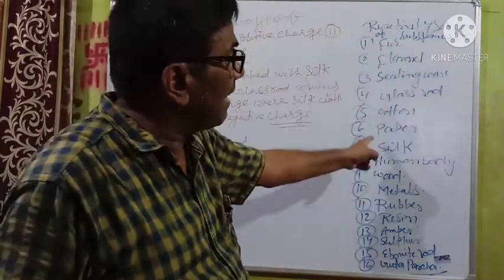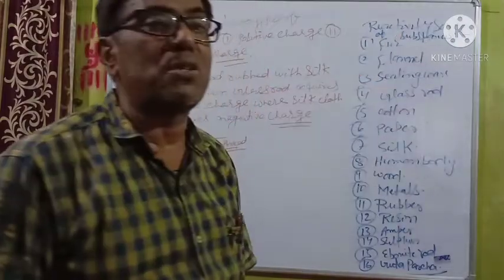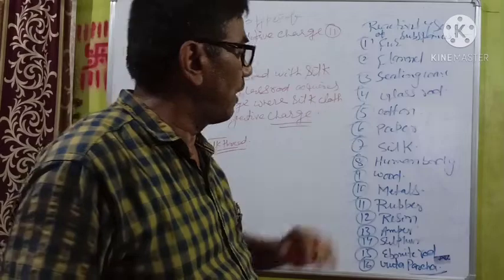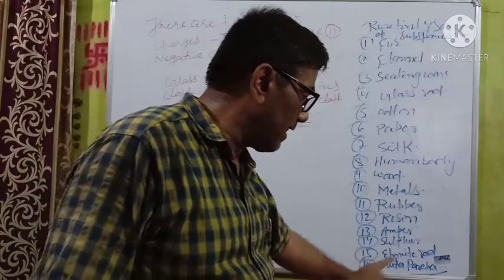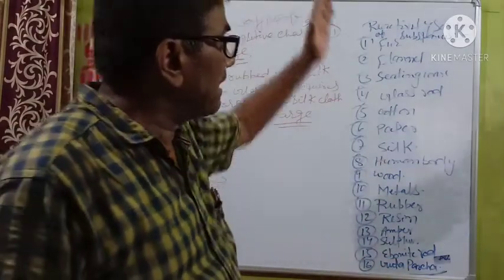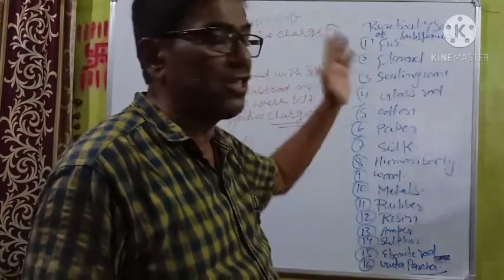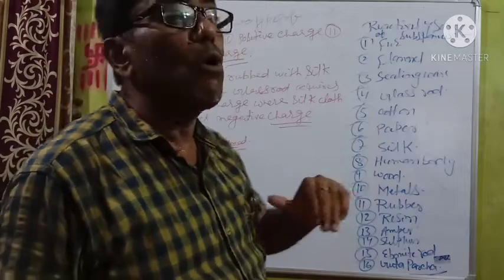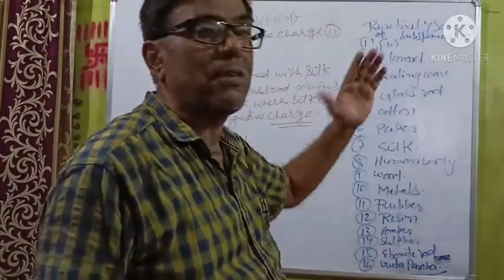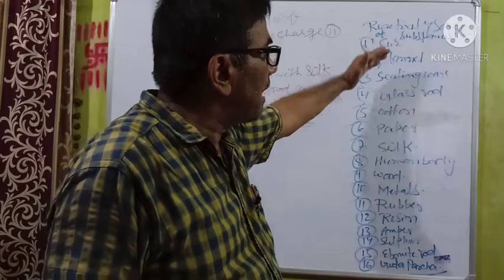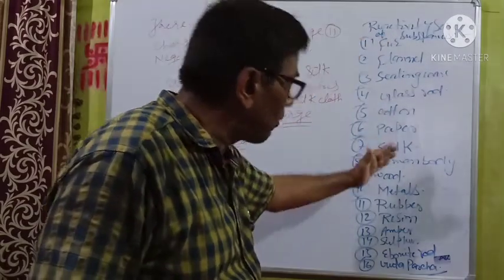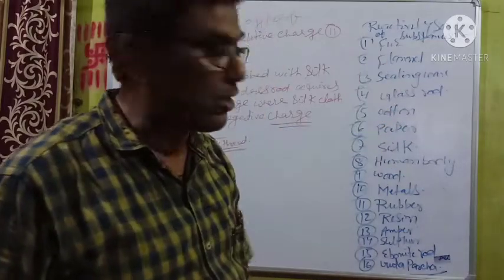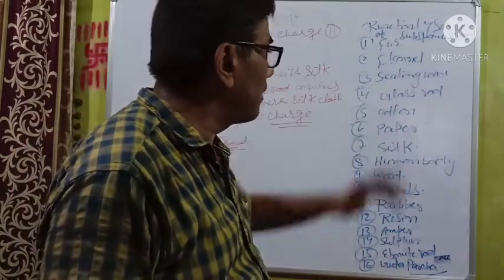I have written here the reactivity series of substances. The first substance is fur, and the last substance is Gutta Percha, so 16 substances are arranged in the reactivity series. Fur is more reactive than all the other 15 substances. Second, flannel is more reactive than the other 14 substances. Suppose the glass rod is in the 4th position and the silk cloth in the 7th position.